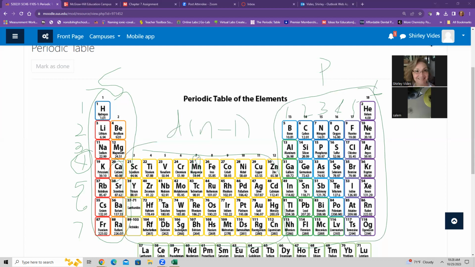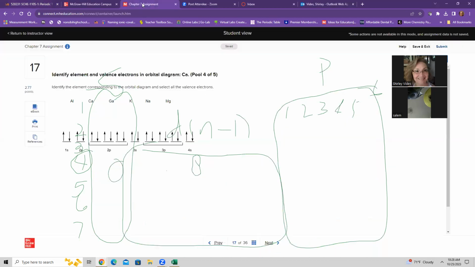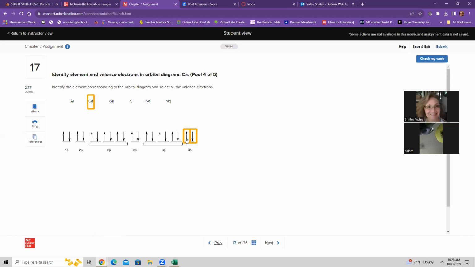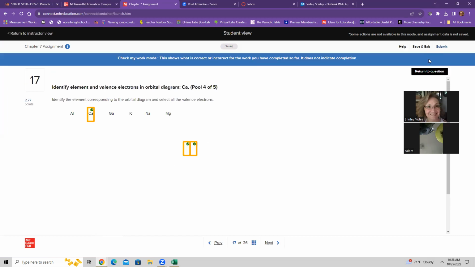So this one is calcium, the one that we're on. And then the valence electrons are going to be the last one, only the highest one. So which one's the 4s? The 4s, correct. So you're going to click this one and put calcium. That's our valence. And see, it's in group 2A, so it matches. And it's in period 4.